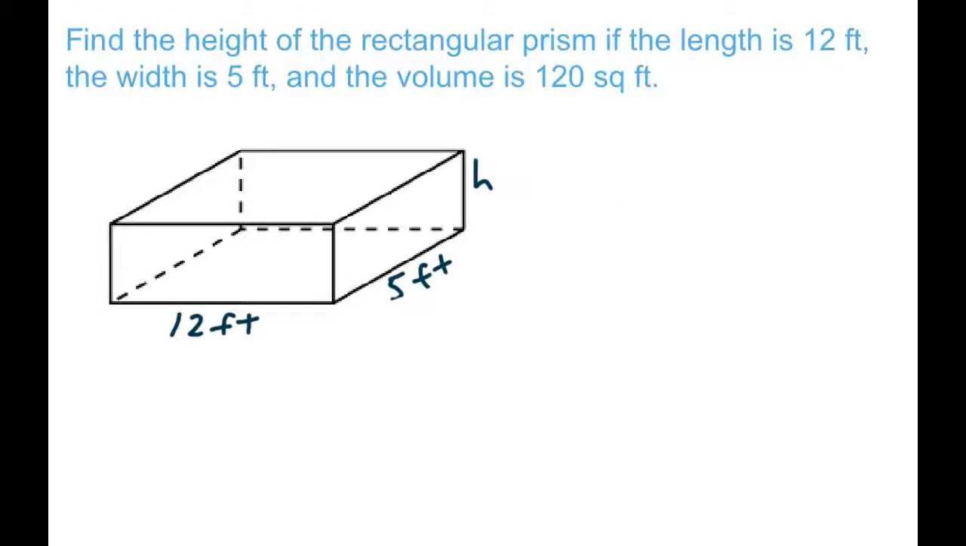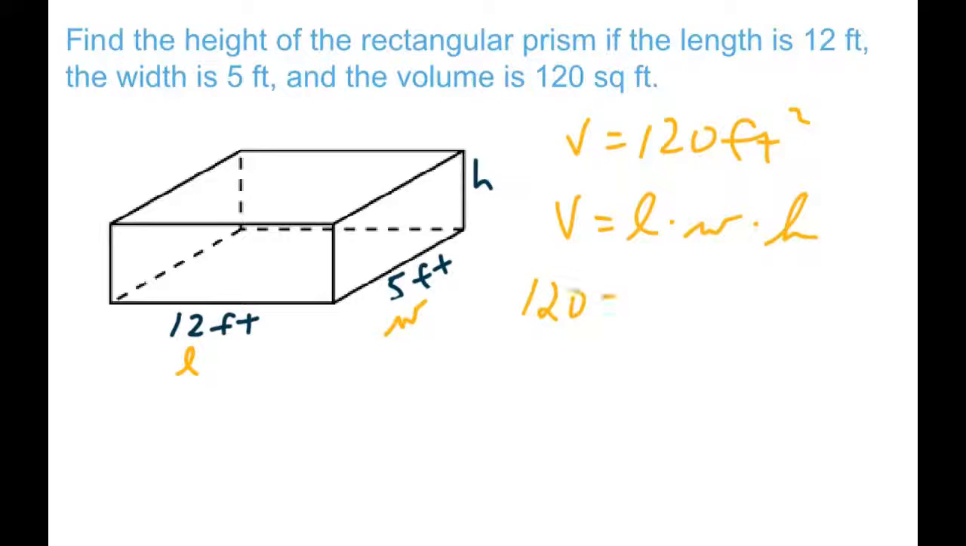Alright, so we want to find the height of this rectangular prism. If the length is 12 feet, so that's our length. The width is 5 feet, that's our width. And the volume is 120 square feet. Alright, so we're always going to start off with writing our formula. Length times width times height. And we're going to substitute numbers in. So I'm going to put 120 in for volume. My length is 12. My width is 5. And then the h, the height, that's what we don't know.